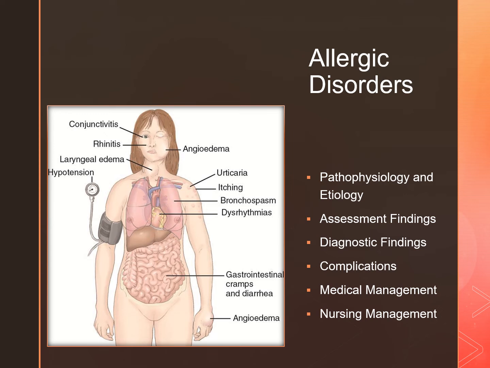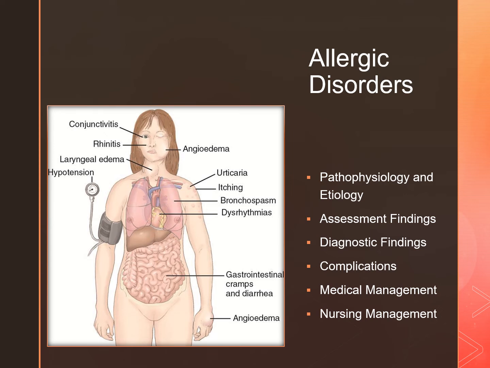The immediate hypersensitivity response is due to antibodies interacting with allergens, and it does occur rapidly. Type 1 is the most severe. We have atopic or anaphylactic, and it's mediated by immunoglobulin E antibodies. It is the most severe.